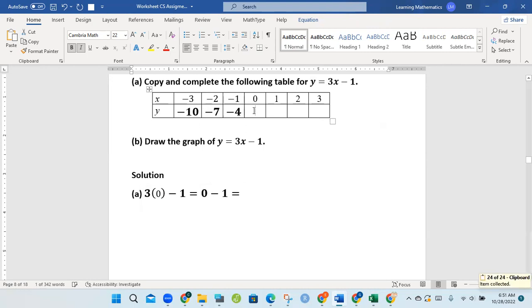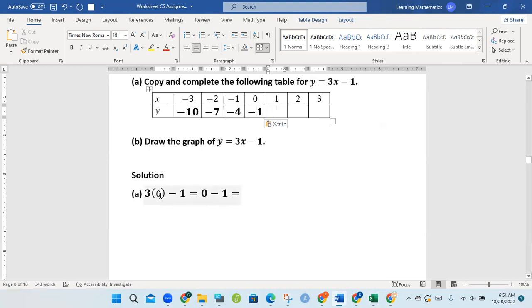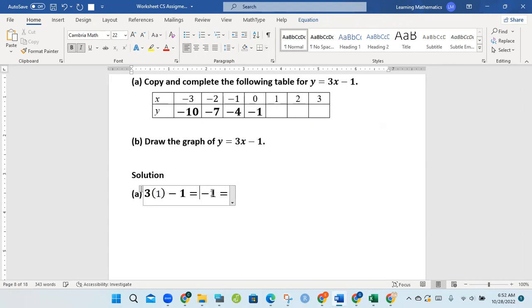Likewise, from 0 to 1, that's an increase of 1. Y is supposed to increase by 3. And -1 plus 3 is 2. So I'm certain if we substitute 1 here, we're supposed to get 2 for y. 3 ones are 3. 3 minus 1 will give us 2.